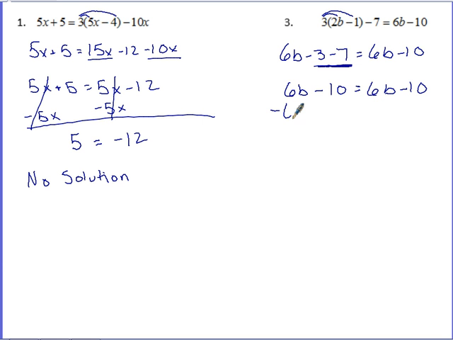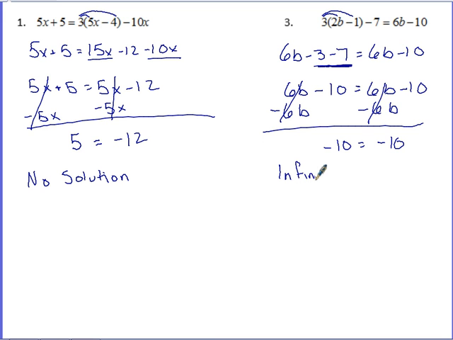So I'm going to subtract 6b from both sides. And again, 6b minus 6b is 0b. So I have negative 10. Now, negative 10 is equal to negative 10. That is true. So I say I have infinite solutions. No matter what number I plug in for x or for b, I can put anything, negative 4 or 270 million, and it's always going to be true. So there are infinite solutions.